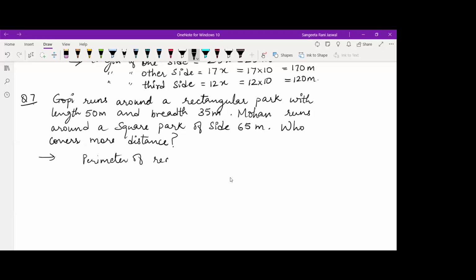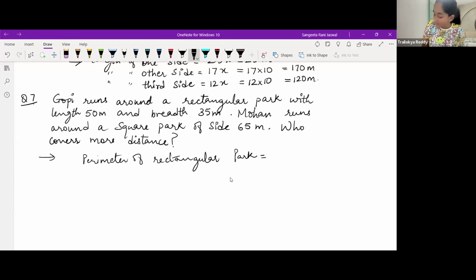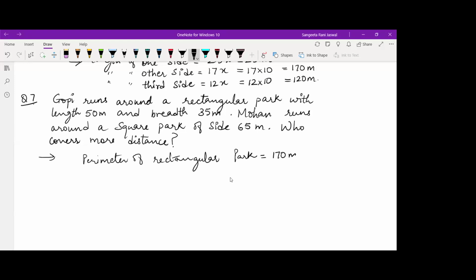Perimeter of rectangular park. Okay, children, I'm just writing down the rectangular park perimeter, right? I'm not writing the whole length, breadth, and each statement. Perimeter of a rectangular park is how much? 170 meters. Have all got the same answer? Yes, ma'am.